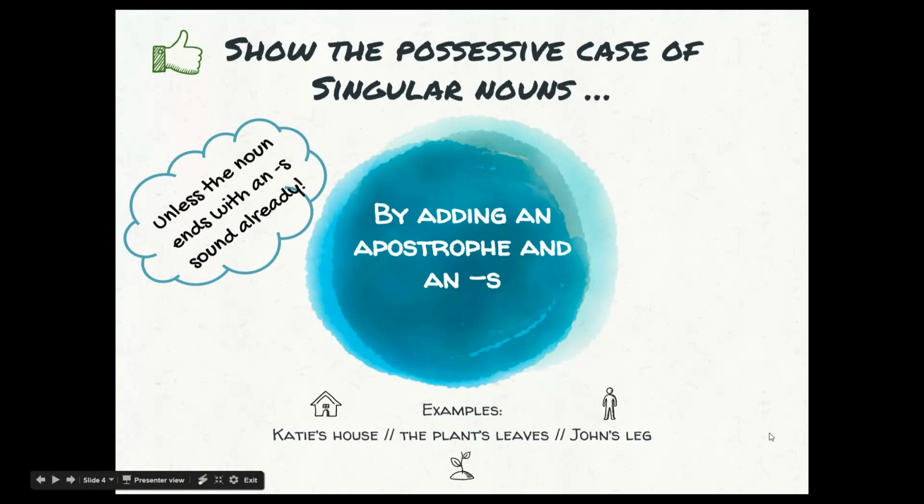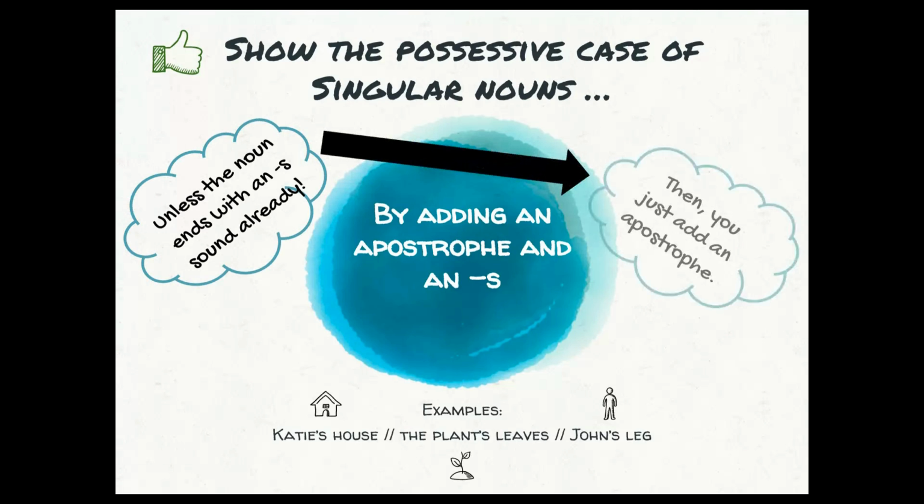Sometimes, however, your singular noun already ends with an S sound. If that is the case, this is what you do. You just add an apostrophe. So here are two examples, Witness and Mr. Rogers. Both of those nouns already just end in an S. So instead of adding an apostrophe S, you just add an apostrophe.